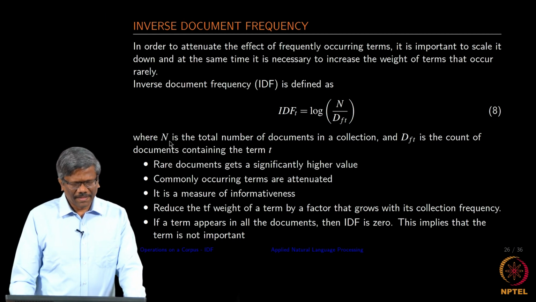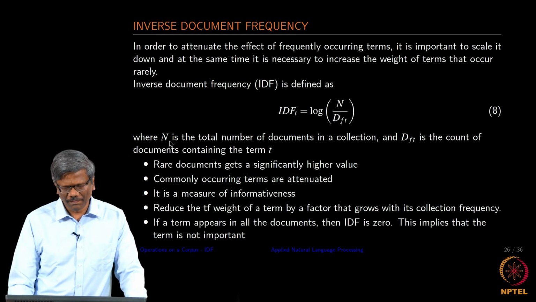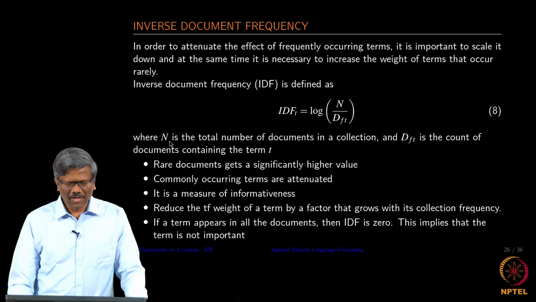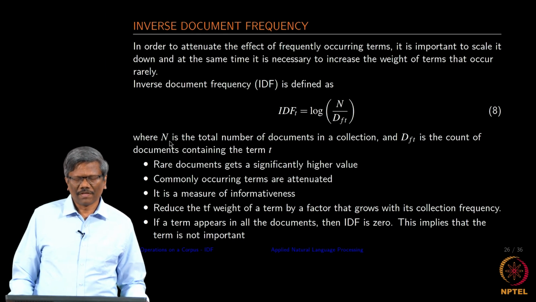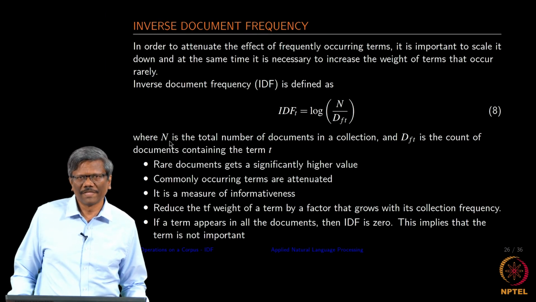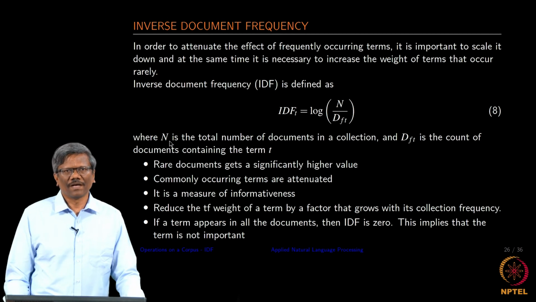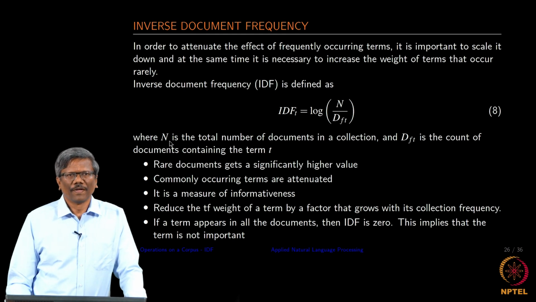Let us first define what IDF is. IDF is defined as the log of the ratio of the number of documents in a collection to the document frequency. Let us first define each one of those. N is the total number of documents in the collection, and DF_t is the document frequency. That means it is the count of the documents containing the given term t. So, IDF_t is computed for every term in the given document.